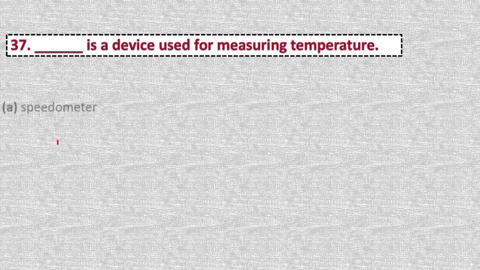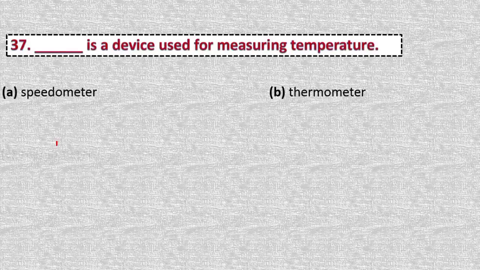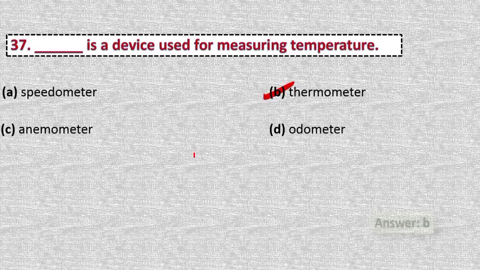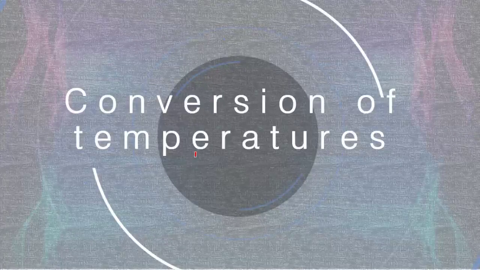Dash is a device used for measuring the temperature. Speedometer, thermometer, anemometer, odometer. The correct answer is option B, thermometer. It is a device used for measuring the temperature.